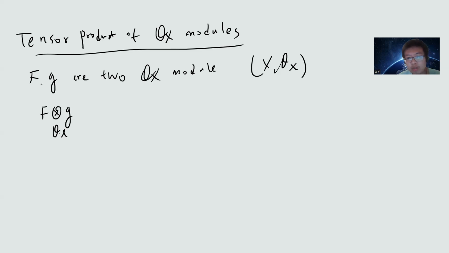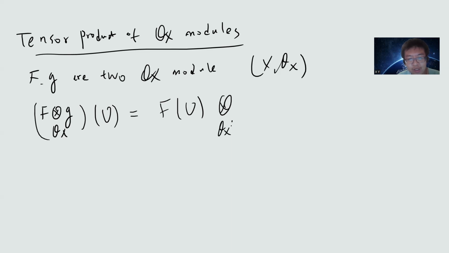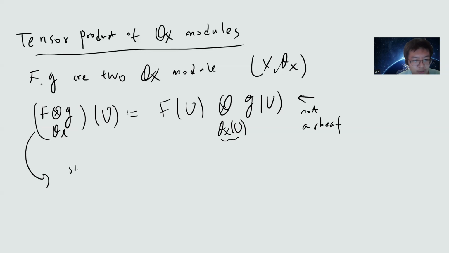So when you try to do a tensor product, these are modules, so you can do the tensor product of modules. The idea is that for each open set U, naively I can say F(U) tensor over OX(U) G(U), where these are OX(U) modules. This is a simple definition, but the idea is that this is not a sheaf, so this is a little bit tricky. And so you can do the sheafification.